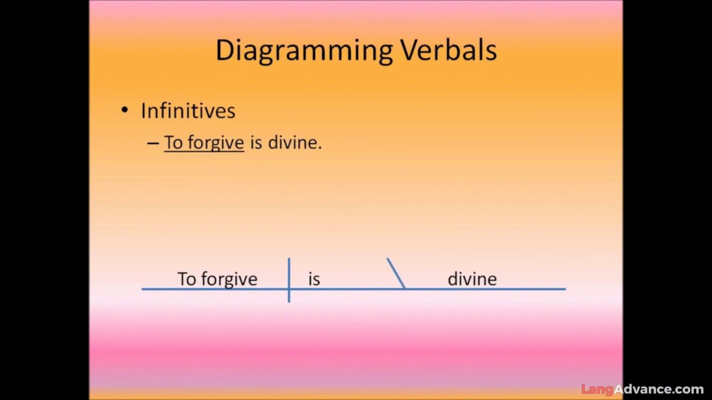To forgive is divine is the sentence we'll use to take a look at how to diagram an infinitive. To forgive is the subject, is is the linking verb, divine is the predicate adjective. But we have to put to forgive on the special infinitive element. And the final diagram looks like this.